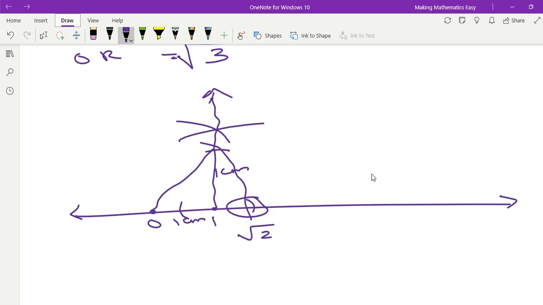Now how does this become root 2? Because this is 1, this is 1. Using Pythagoras theorem, this will be 1, 1, so this will be 2. Your hypotenuse square is 2, so your hypotenuse will be root 2.